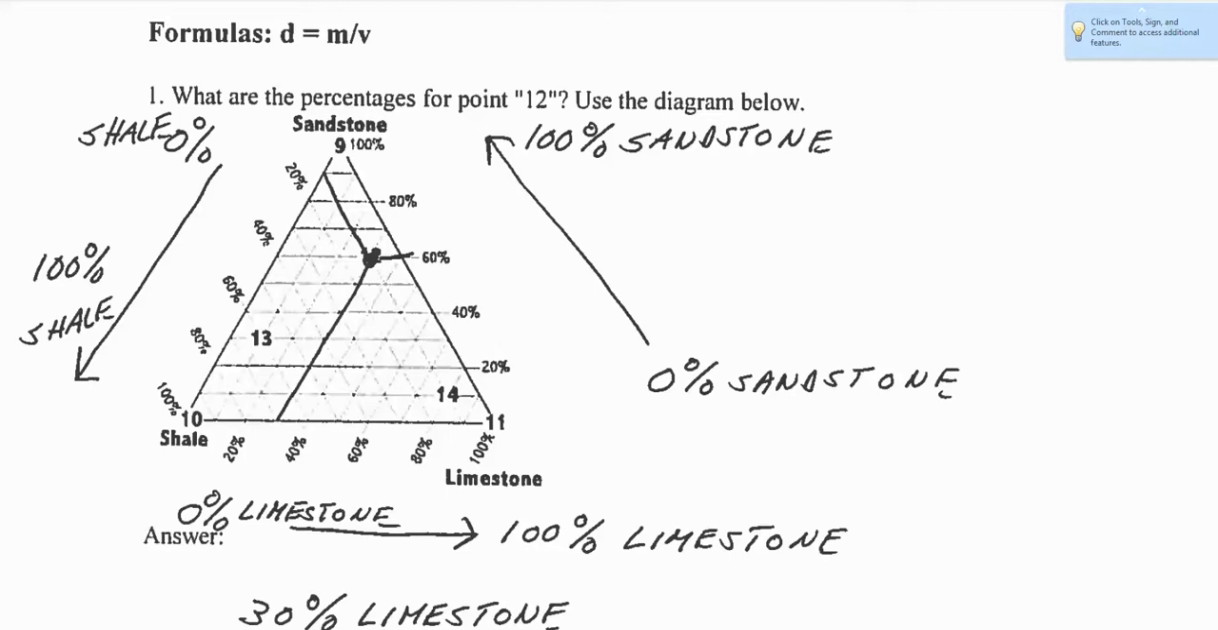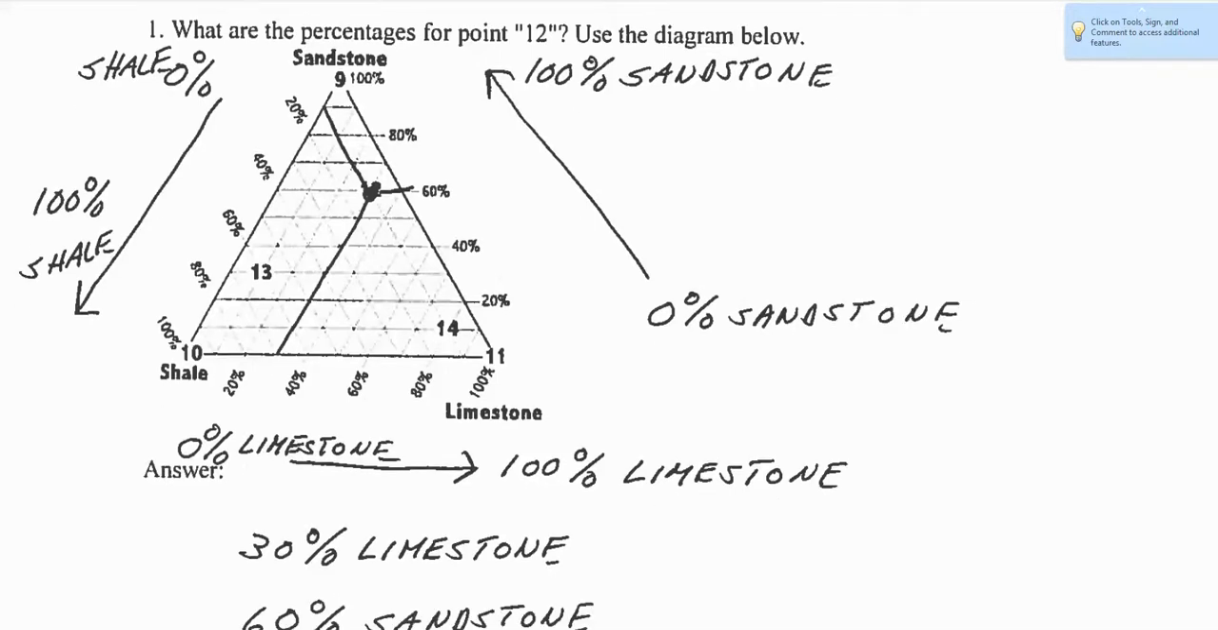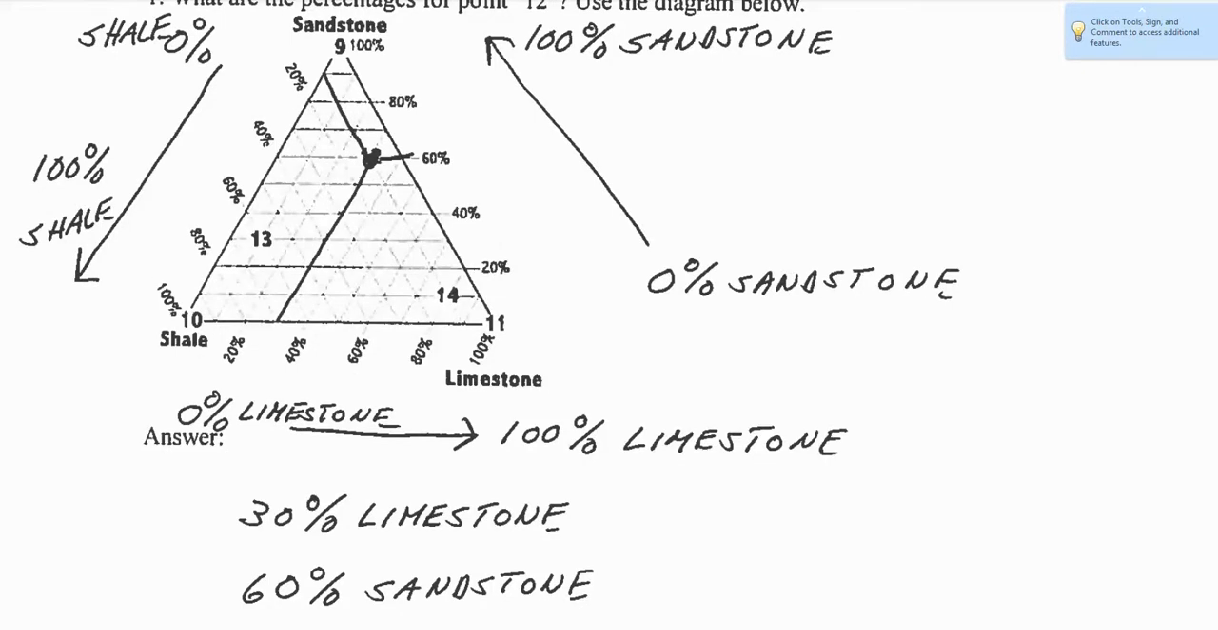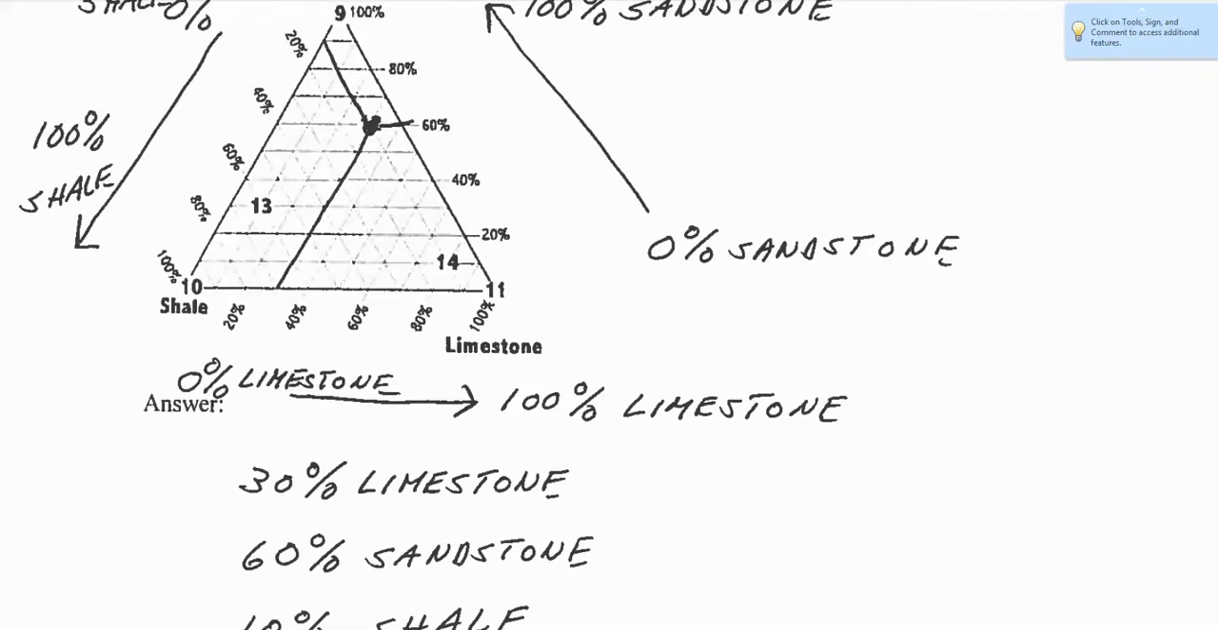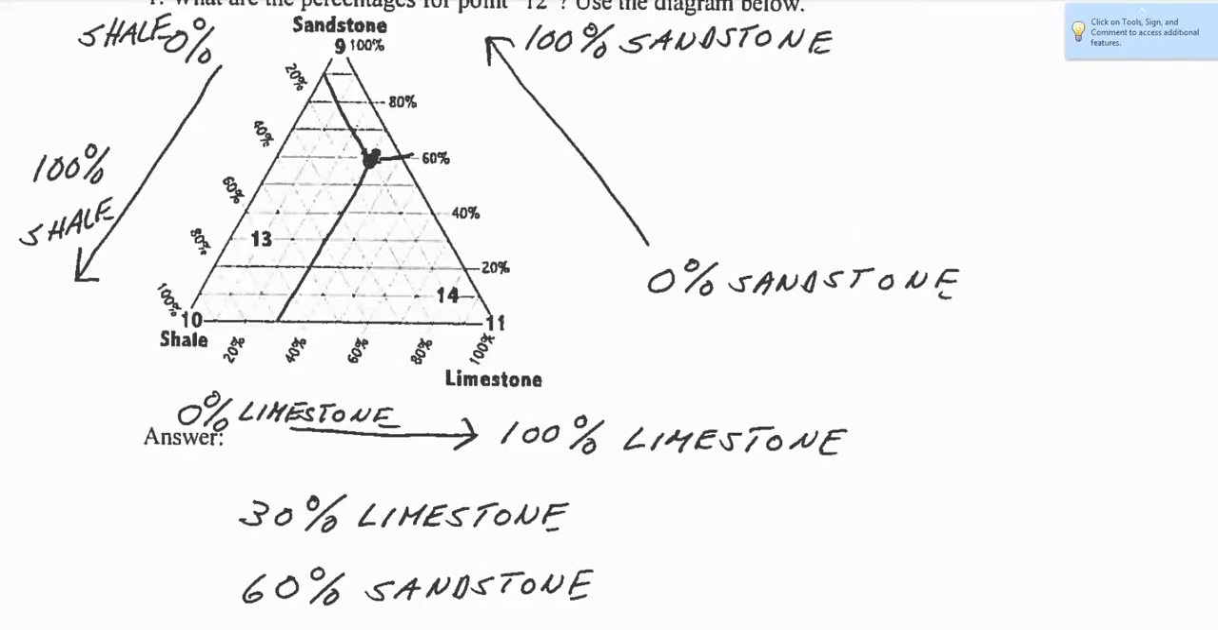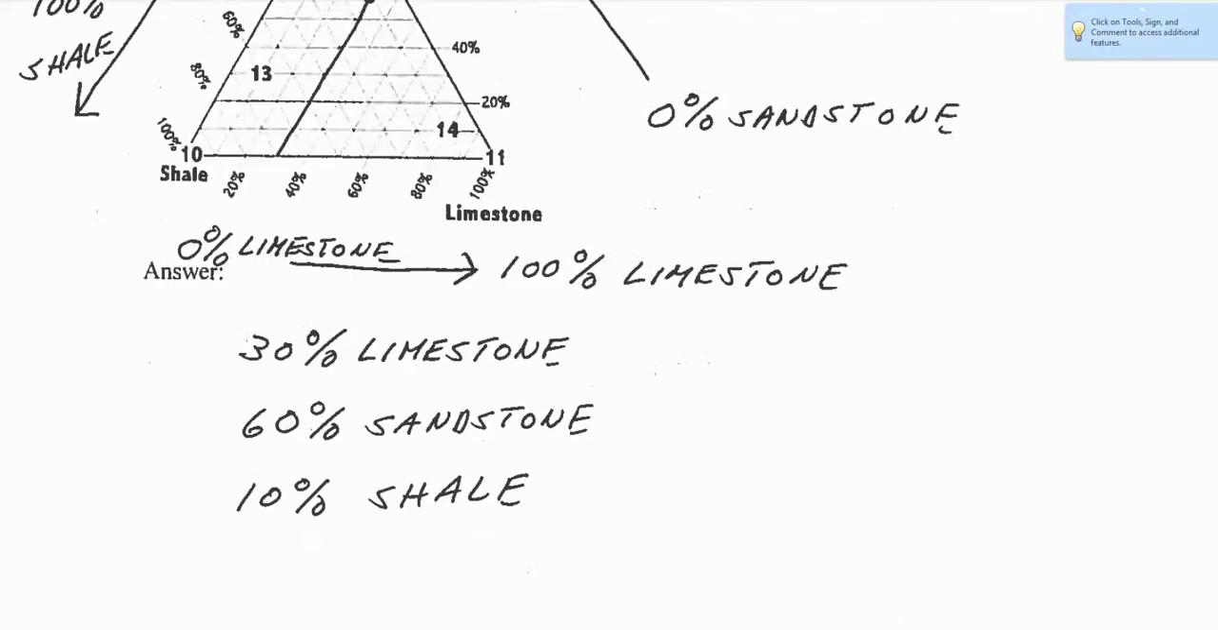So we're looking at point number 12 here, which is this point right here. So let's do our limestone. So limestone, we go from 0 to 100. And we see it is at 30. Sandstone, we're going up, goes across, is at 60. And then shale, as we go down, is 10. And again, we did many of these in class, so hopefully you got that.